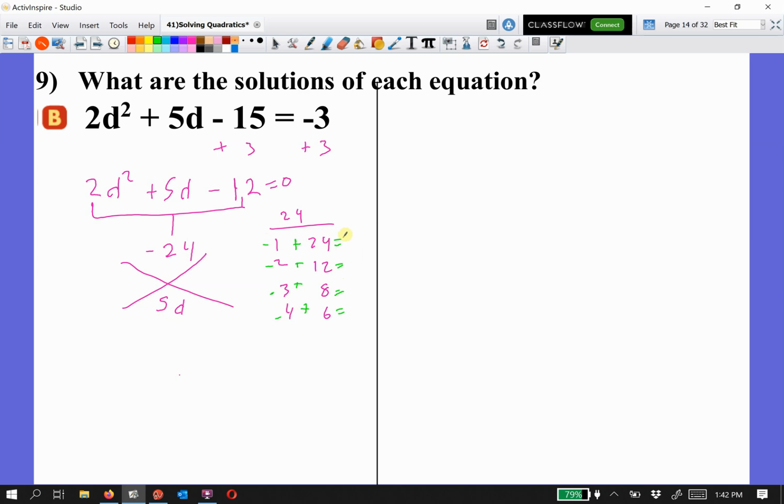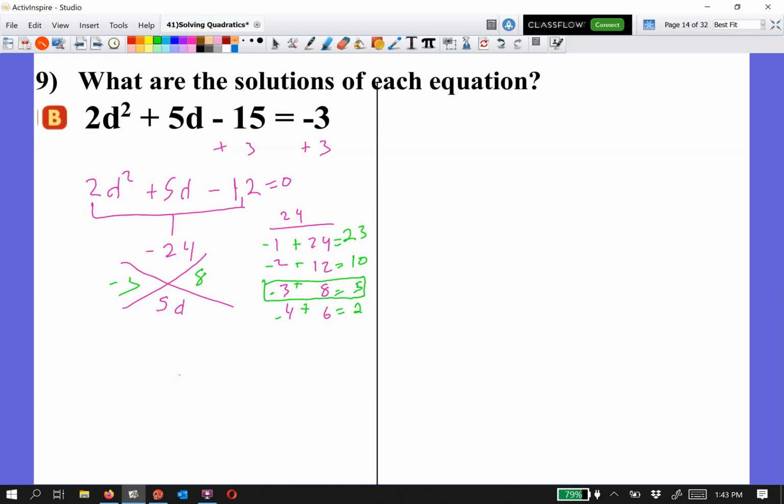Negative 1 and 24 is a positive 23. Negative 2 and 12 is a positive 10. Negative 3 and 8 is a positive 5, and negative 4 and 6 is a positive 2. Excellent. So obviously I look for 5, 5, that's what I want. So negative 3 and 8.